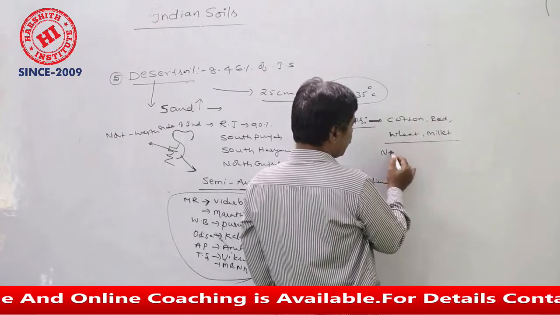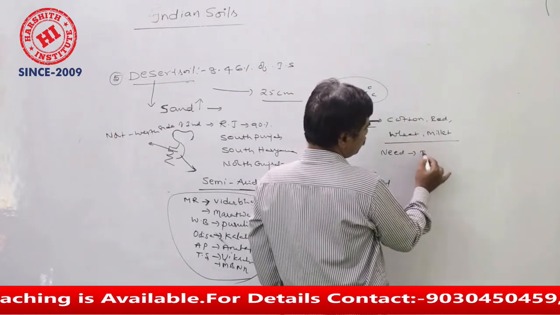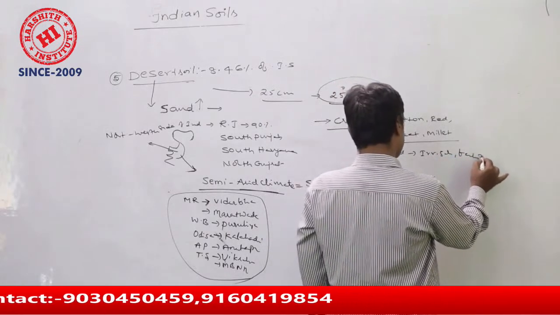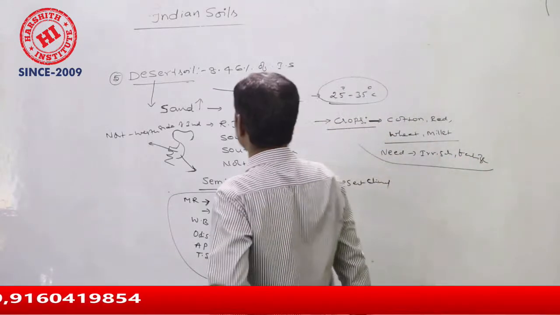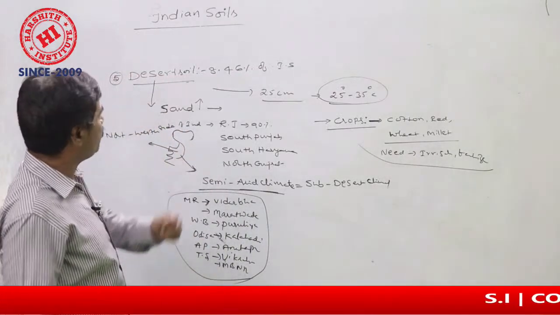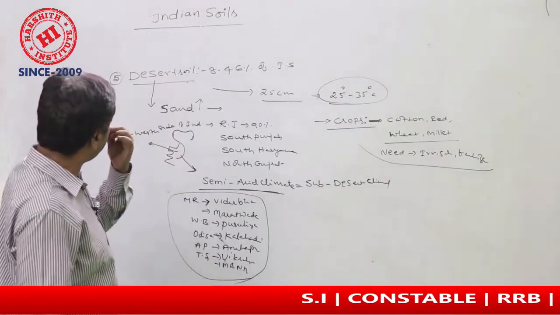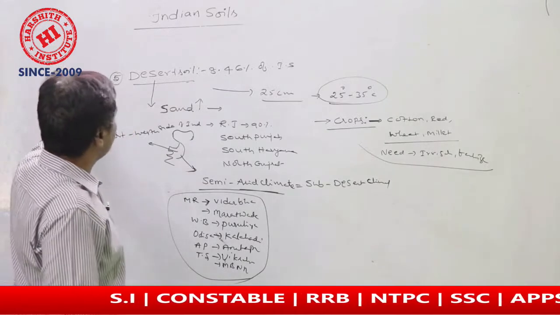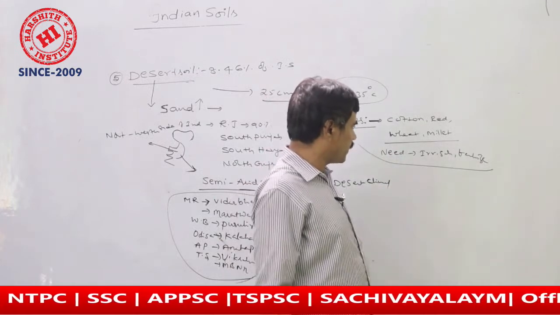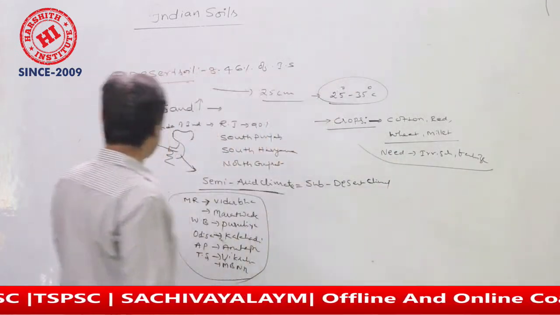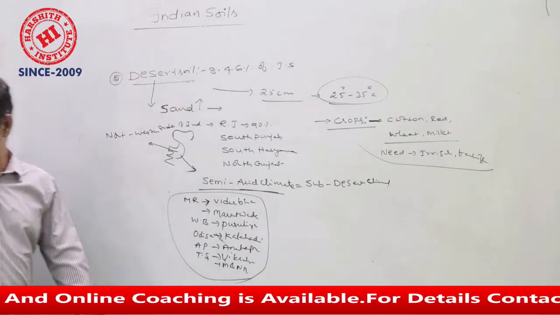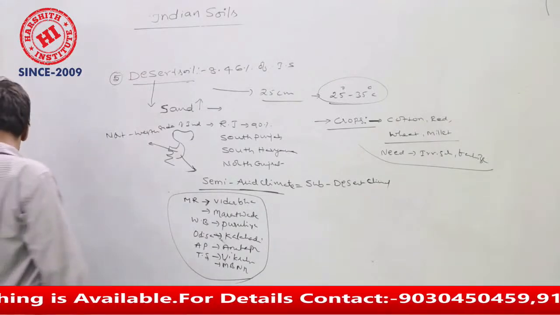These soils need irrigation and also fertilizers, right. Different types of crops can give the highest production in desert soil under irrigation and fertilizers. But the water absorbing capacity of these soils is very low compared to other soils, right.